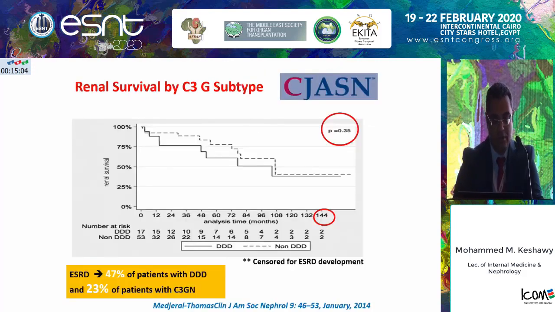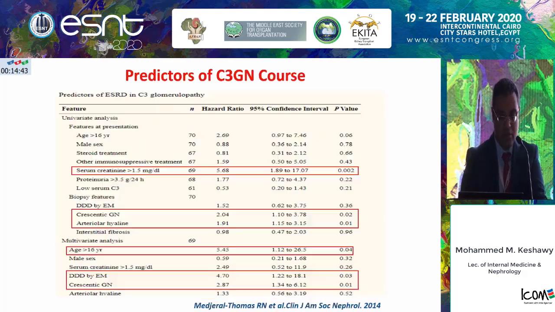And what about renal survival in C3 glomerulopathy? There is no difference between dense deposit disease and C3 glomerulonephritis in terms of renal survival when censored for end-stage renal disease. But actually what happens is that 47% of these cohorts developed end-stage renal disease, while half that number in C3 glomerulonephritis passed to end-stage renal disease.